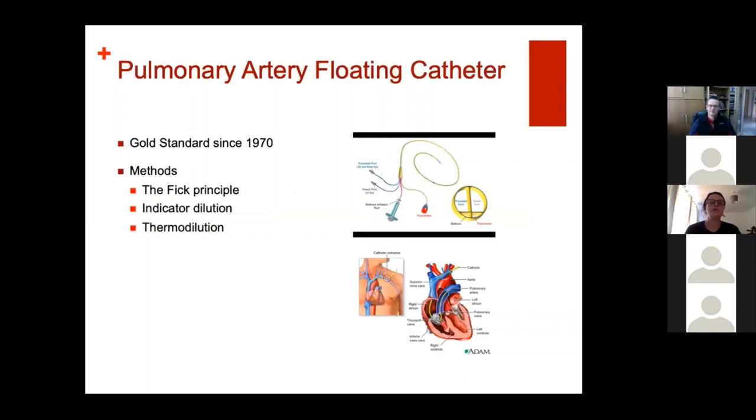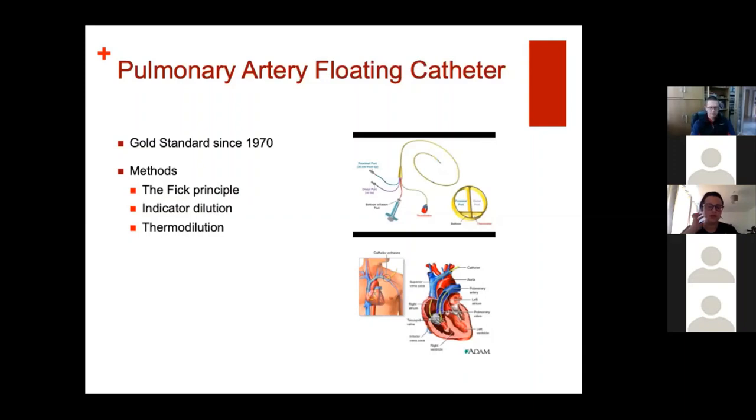So, pulmonary artery floating catheter. It's a piece of equipment and it does exactly as it's described. It's a long catheter looking like a central line, and its tip floats in the pulmonary artery. It's quite an important piece of equipment, not used in all the intensive care units. However, the equipment and the questions about its function appear frequently in the exams.